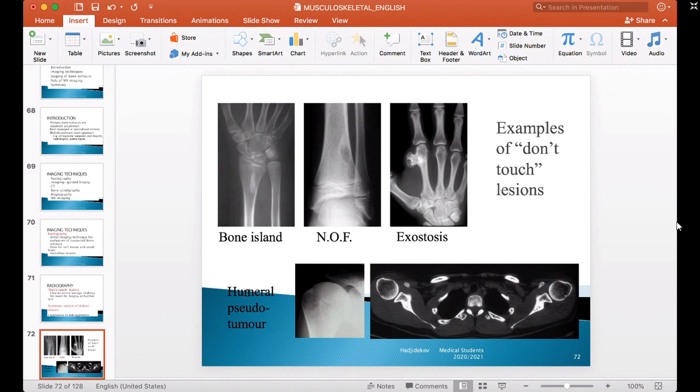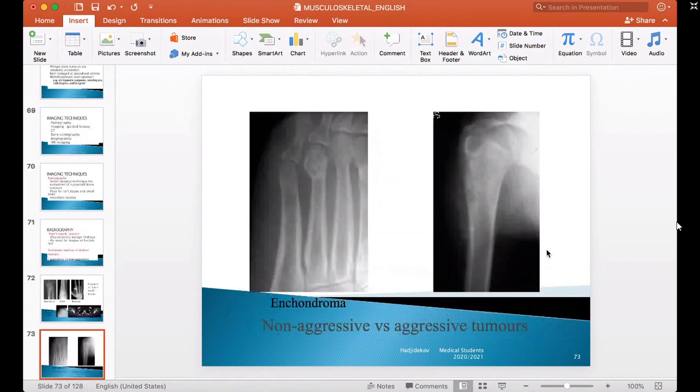And this is an example of a humeral pseudotumor, but in fact, if we perform the CT, it looks equal on both sides, so there is no tumor at all, just a mimicker. In these findings, you can tell either a bone cyst, because it's radiolucent, or a pseudotumor. But once you perform the CT, you see that everything is normal here. So sometimes you are able to make the difference between aggressive and non-aggressive tumors, like enchondroma, which is a non-aggressive tumor, for example, in this image here.